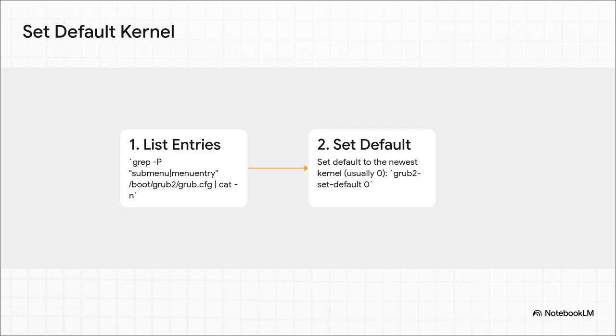Now, 9 times out of 10, the brand new kernel we just installed is going to be right at the top, at position 0. So we make it simple and just run grub2-set-default 0. That's us telling GRUB, next time you start up, pick the first thing on the list.